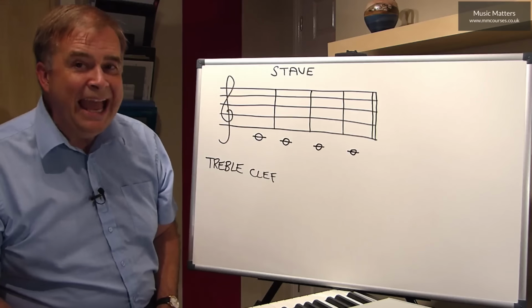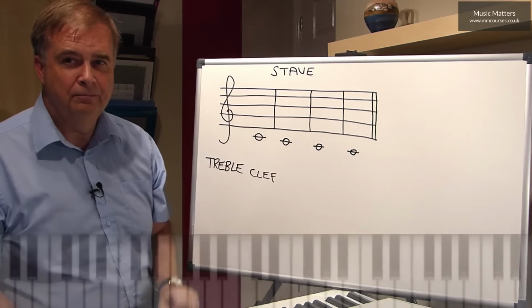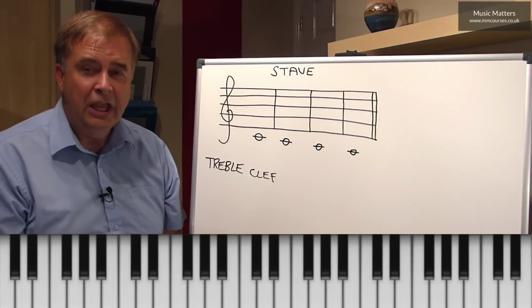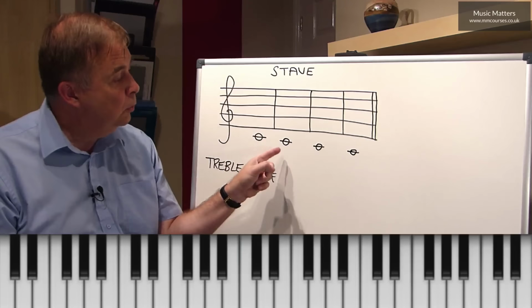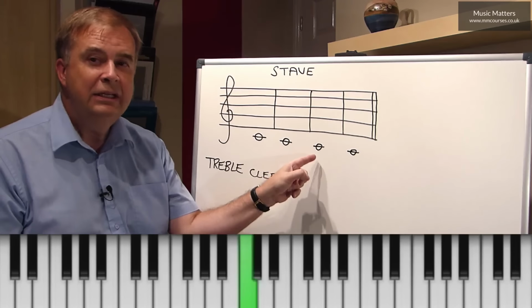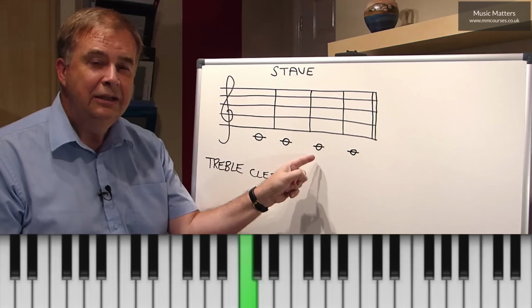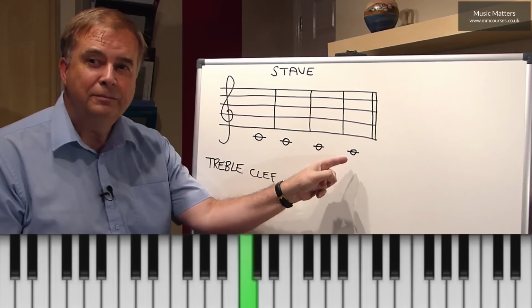Now, we're going to count 4 on each note. So it's going to sound like this. 1, 2, 3, 4. 1, 2, 3, 4. 1, 2, 3, 4. 1, 2, 3, 4.